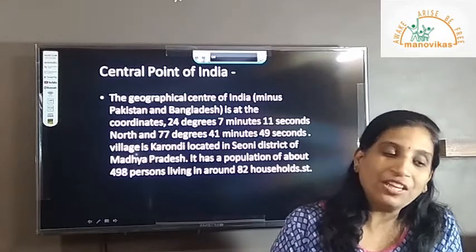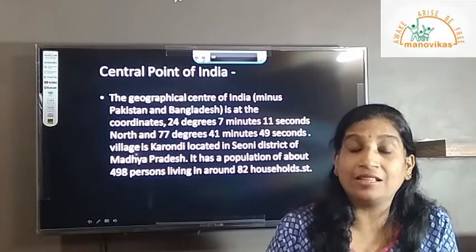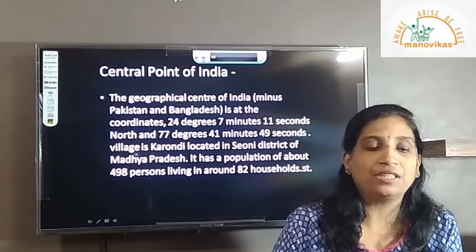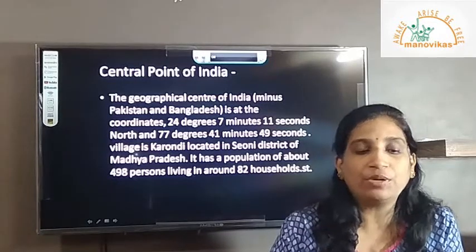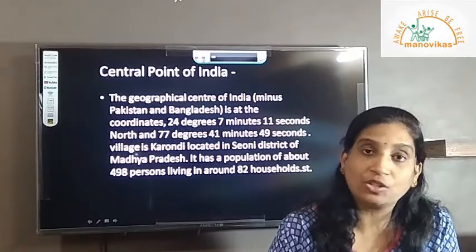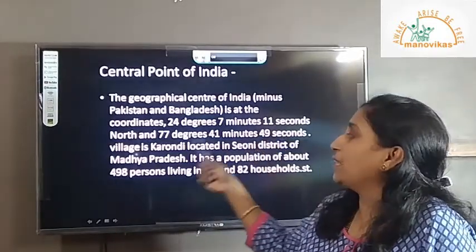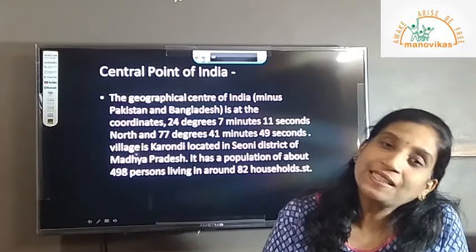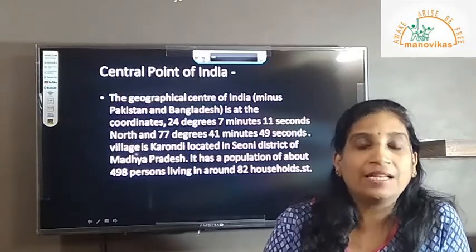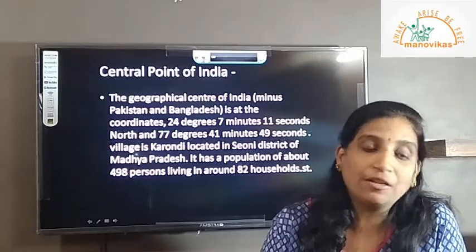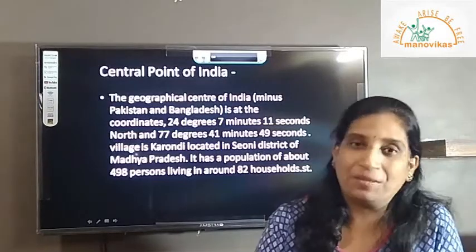So let's see which is the centralmost point in India. The geographical center of India, that is without Pakistan, Bangladesh or any other neighboring countries, is located at 24 degrees 7 minutes 11 seconds north and 77 degrees 41 minutes 49 seconds east, in the central part of the state of Madhya Pradesh, in a village called Karaundi, located in Seoni district of Madhya Pradesh.